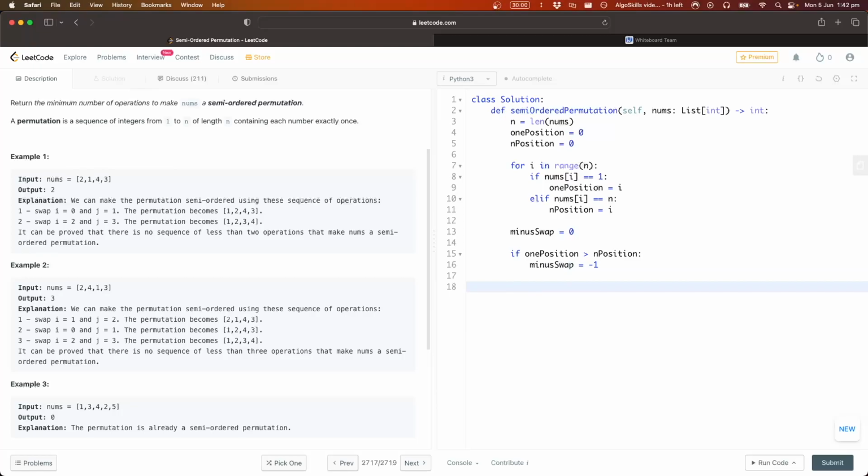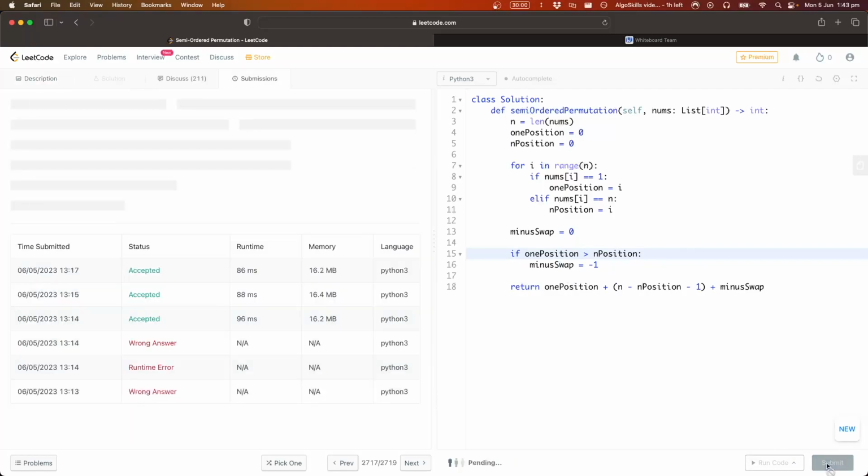And then finally, let's return the result. So I'm going to return 1 position. This is the amount of positions 1 is from the start. And then now I'm going to add the number of positions n is from the end. So it's going to be n minus n position minus 1. And then finally, let's add our minus swap. So this is going to remove 1 if they need to be swapped.